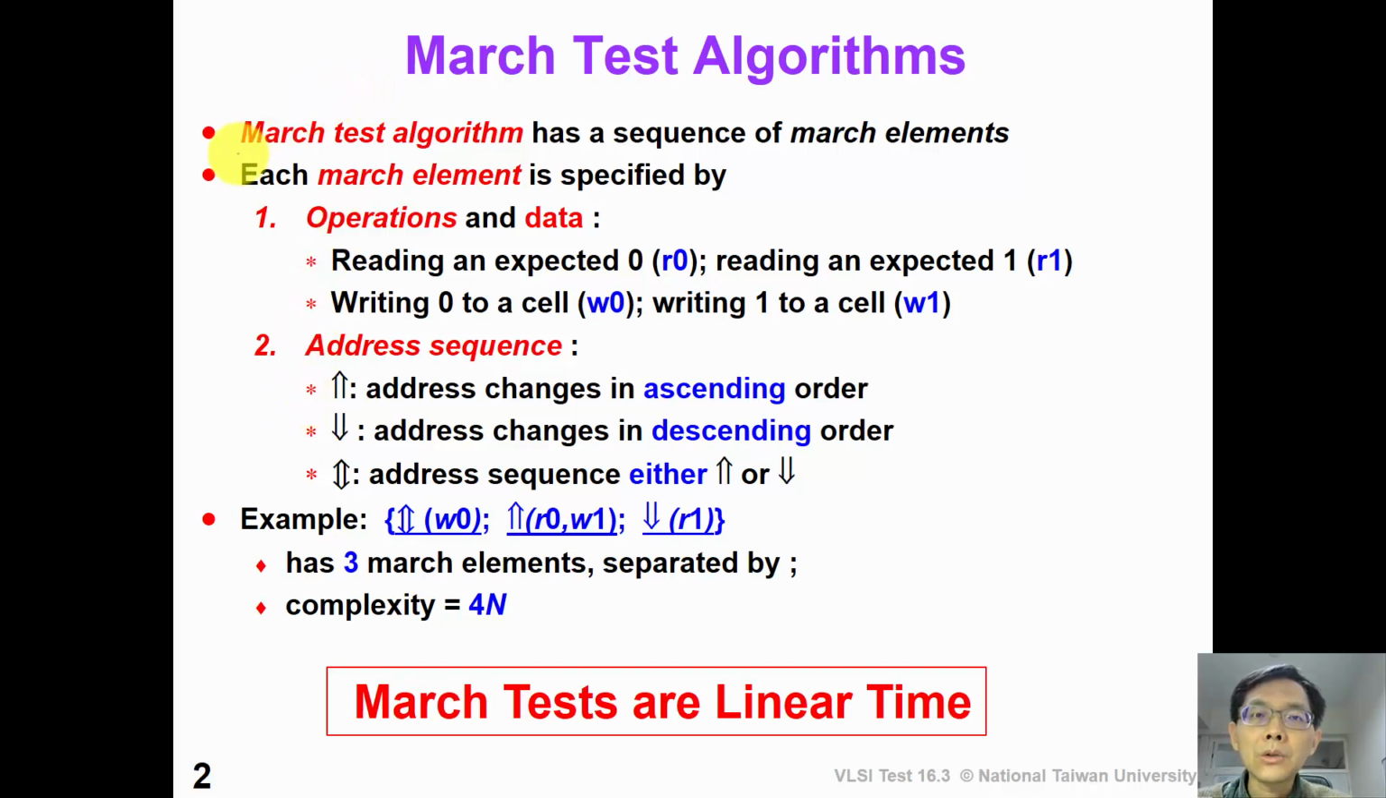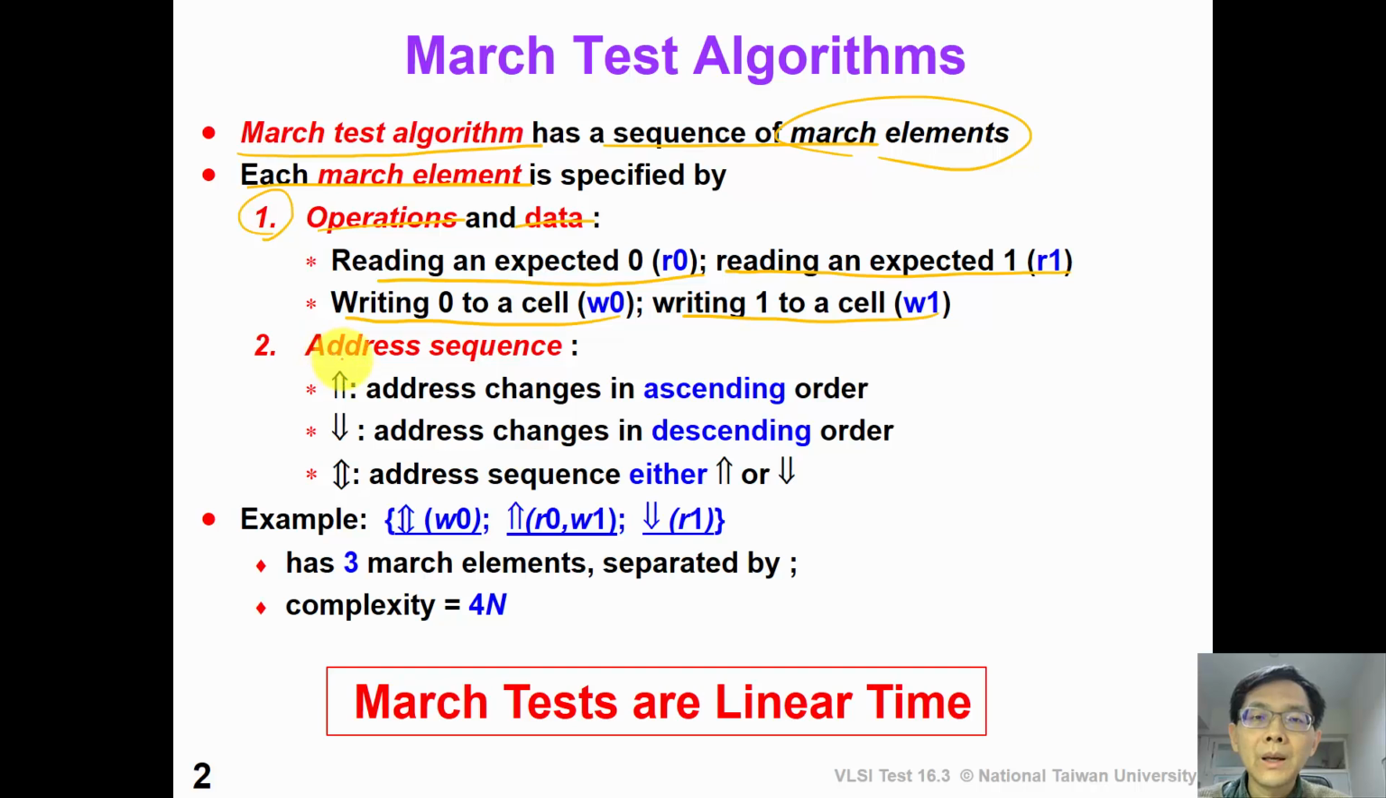First of all, a March test algorithm has a sequence of March elements, and in each March element we have two important pieces of information: the operation and the data. For example, R0 means that we are reading an expected 0 from the memory cell. R1 means that we are reading an expected 1 from the cell. W0 means that we write a 0 to a cell, and W1 means that we write a 1 to a cell.